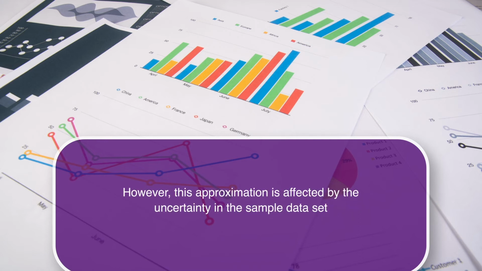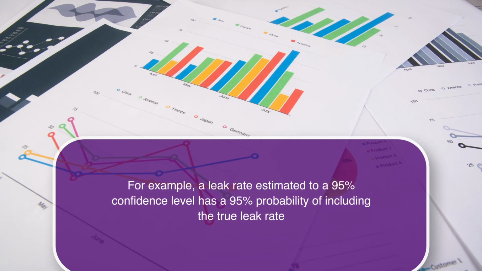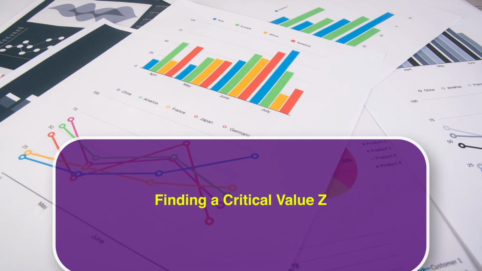However, the approximation is affected by the uncertainty in the sample data set. A confidence interval bounds the uncertainty associated with the point estimate. For example, a leak rate estimated to a 95% confidence level has a 95% probability of including the true leak rate. So now the time has come where we can find a critical value of Z.